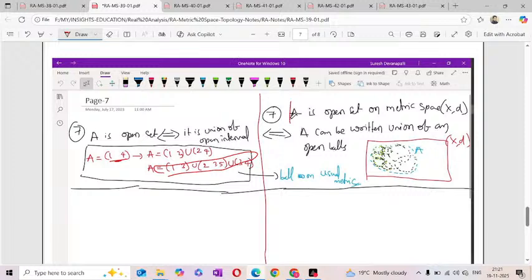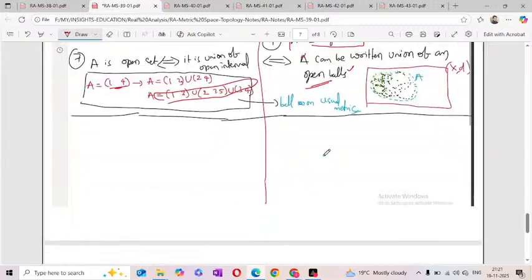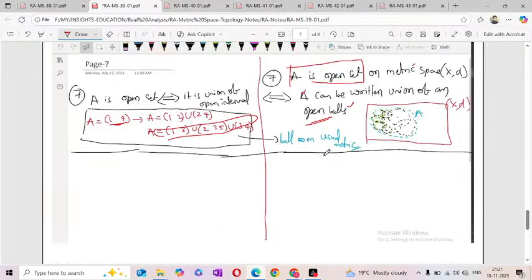Suppose A is an open set on any metric space, then A can be written as the union of open balls. So this is the property of open sets in a metric space. Don't get confused, it is the same as in real analysis. Next one.